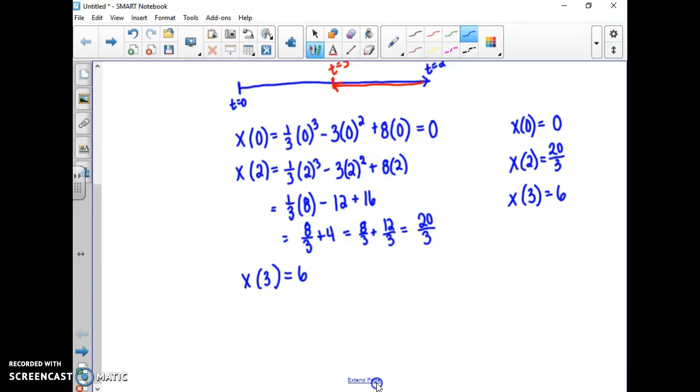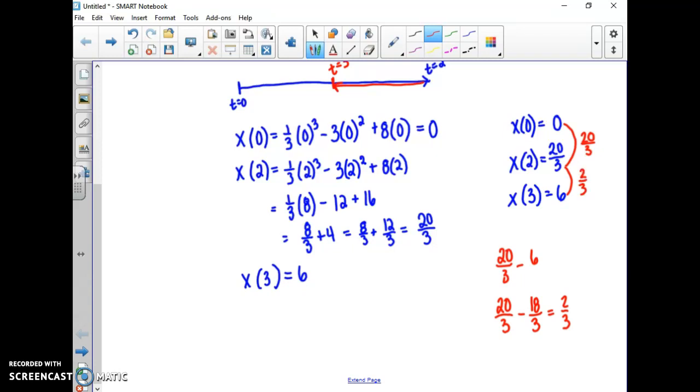So what we're going to do is look at the distance that was traveled. So obviously from t equals 0 to t equals 2, that distance traveled was 20/3. And then from t equals 2 to t equals 3, the particle started moving to the left again. So what we want to do is take 20/3 and subtract our 6, which means we have to do 20/3 minus 18/3. So that would give us 2/3. So the particle moved back to the left 2/3.